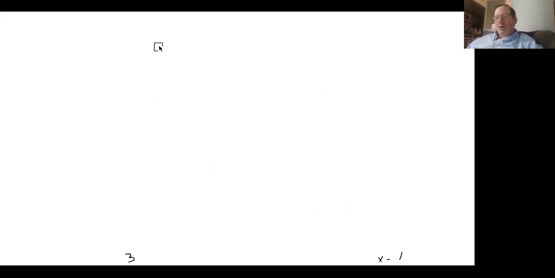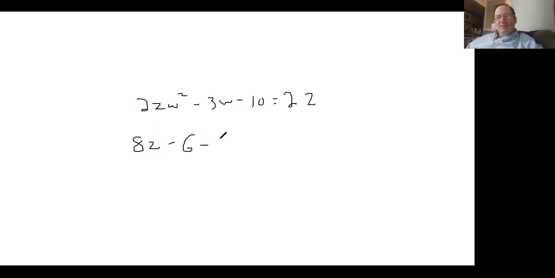Okay, let's see what else. We are at question number 17. This is just a plug-in. It says, in the equation above, what's the value of Z when W is 2? Some students struggle with this, but you're just plugging in numbers. W is 2, so W squared is 4. This makes it 8Z minus 3 times 2, which is 6, minus 10 equals 2Z.